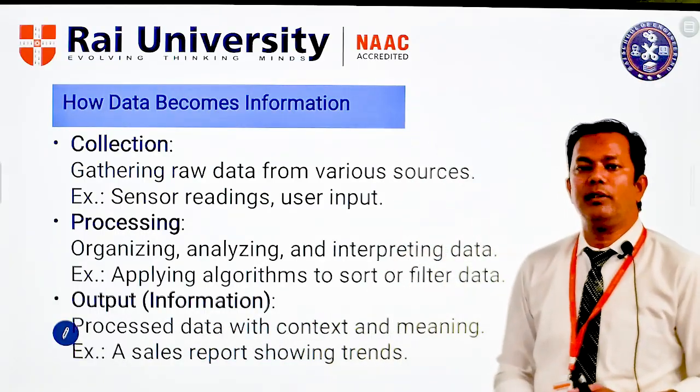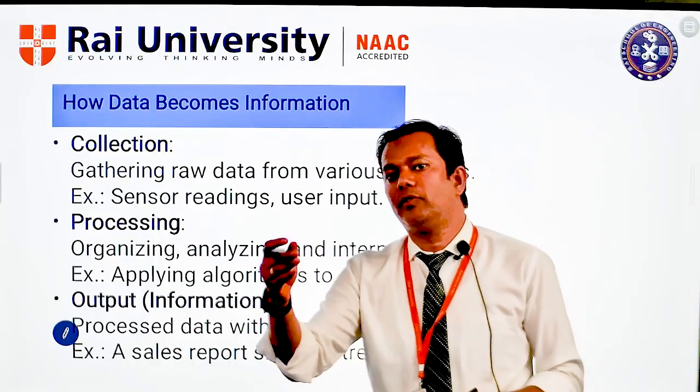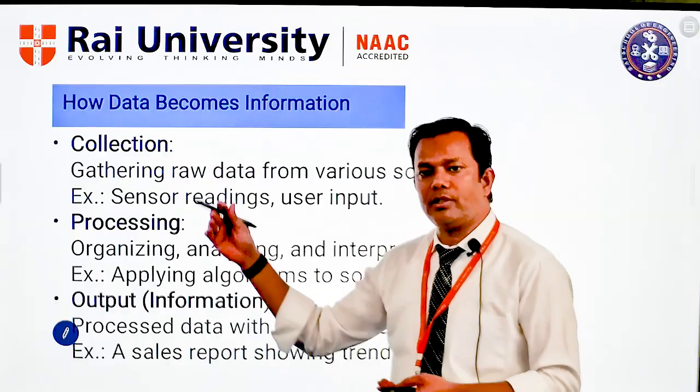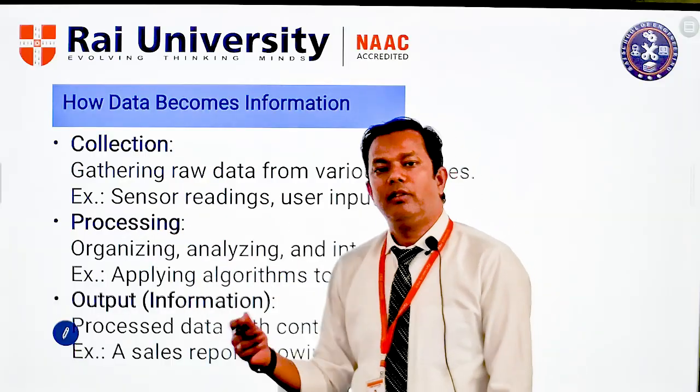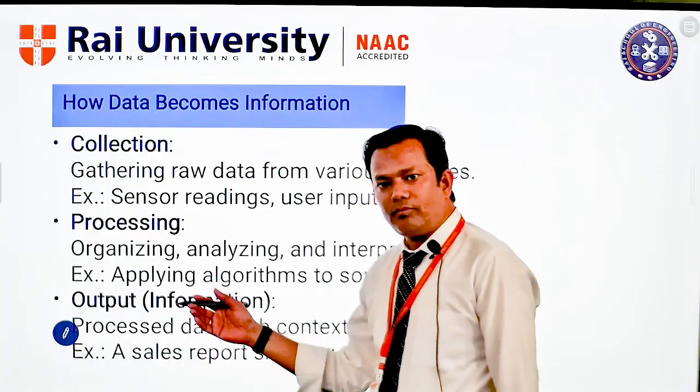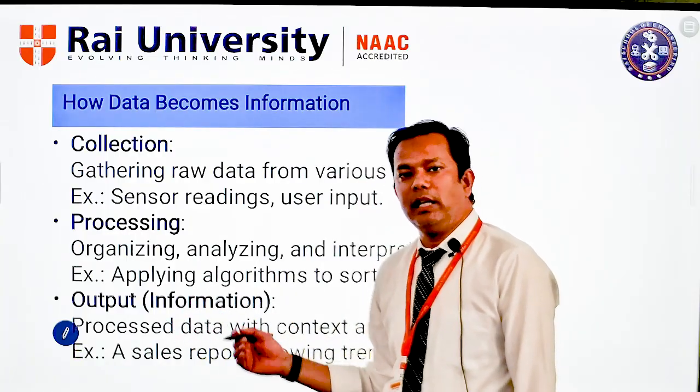As I mentioned at the beginning itself, when the data is being processed, it's converted into information. The same thing you can see here. So first of all, there is a collection. First of all, you have to collect the data. Second, when the data is collected, it will be processed, and after that, it will produce an output. That output is considered as information.